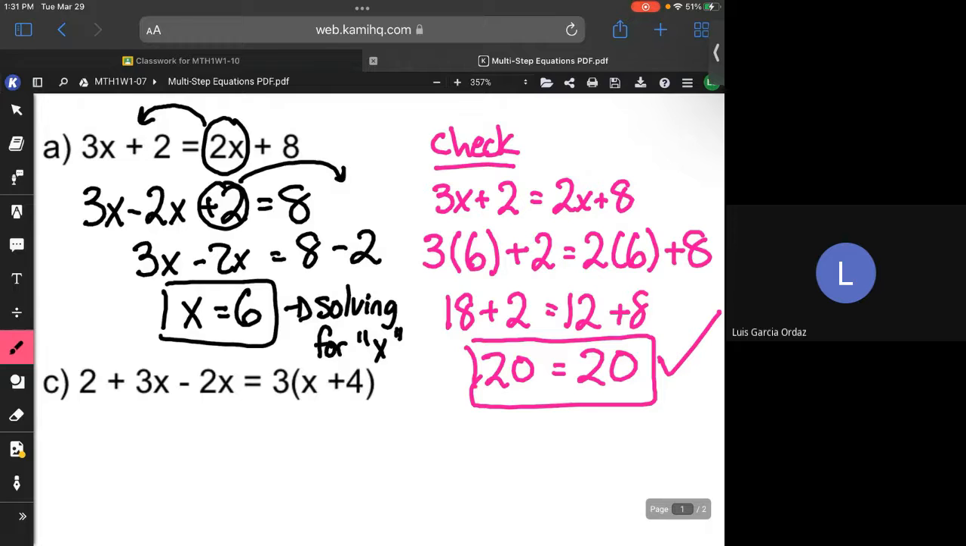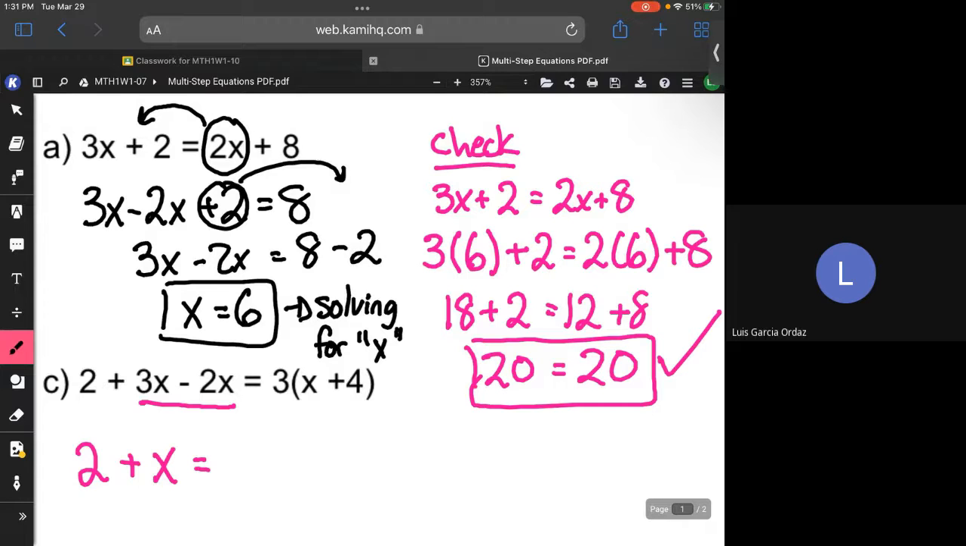Do we have any like terms? Yazin. Yes. Okay, what is that? What is 3x minus 2x? Yep. So this simplifies to just x. So I got 2 plus x. What do I do with my right side now?